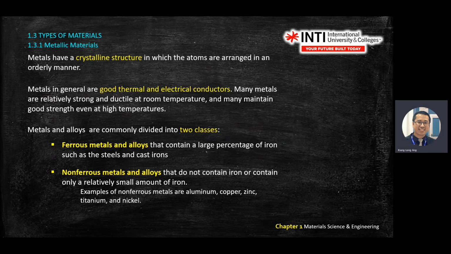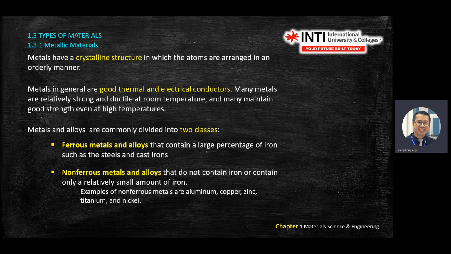Okay, so we have two big classes here. One is ferrous, one is non-ferrous. Ferrous means you have the Fe element a lot. Percentage of Fe is a lot. Non-ferrous means you don't have Fe in the combination. For example, aluminium. Aluminium falls under the non-ferrous category or class. Although aluminium is a metal, it falls under another class because there's no Fe element. Copper, zinc, and so on.